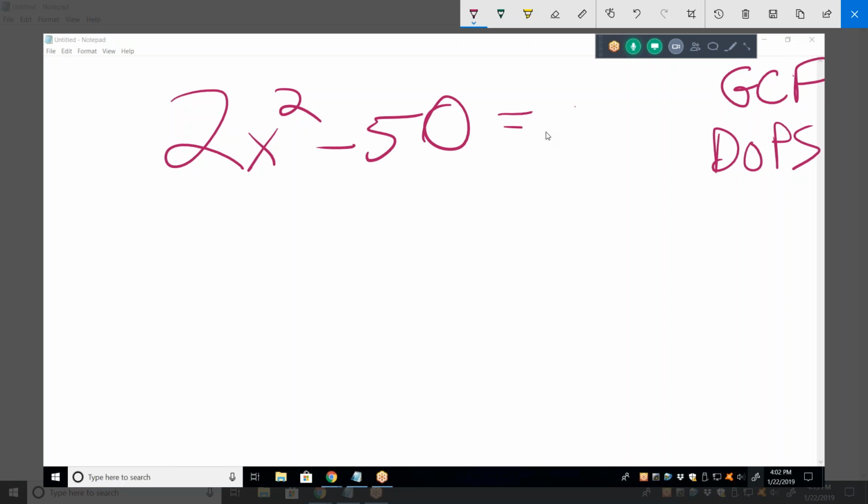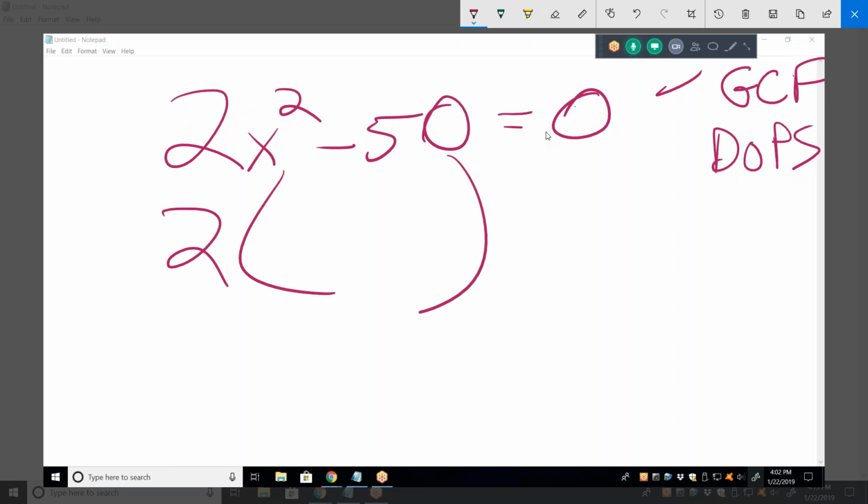Let's make it an equation this time. First step. By first step, I mean, what's your first priority when you're looking to factor a quadratic? Greatest common factor? Yes. Start there always, no matter what it looks like. Start there. So 2. What's in the parentheses?